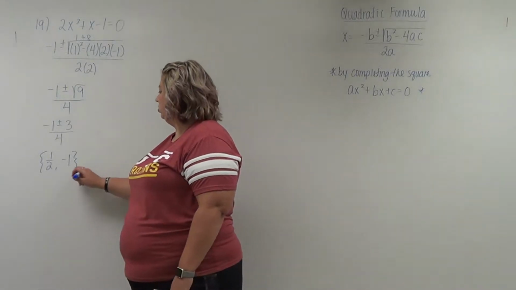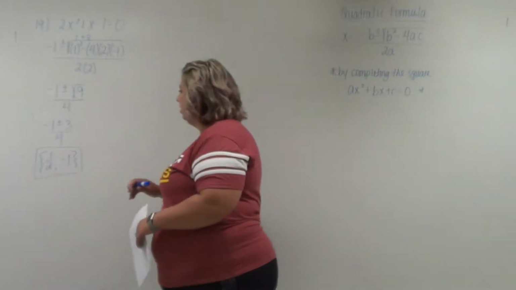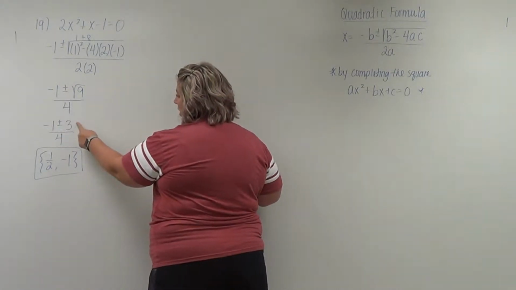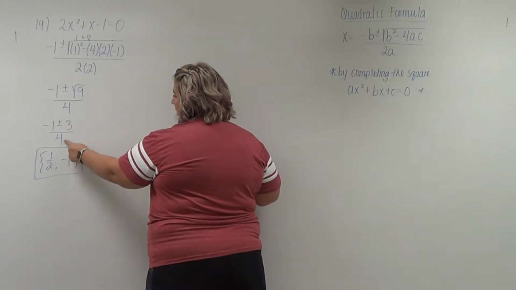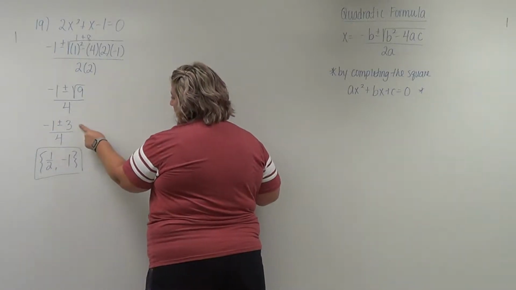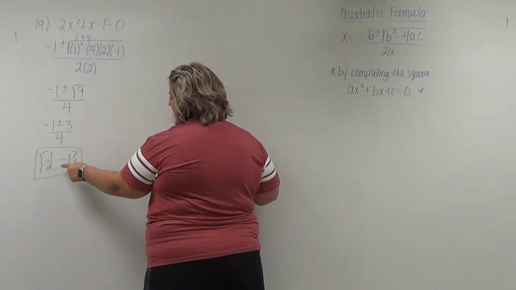And I put them in solution sets. Okay, so once again, how I got from here to here: -1 plus 3 was 2, divided by 4 is 1/2. And then I do -1 minus 3, which is -4, divided by 4 is -1.